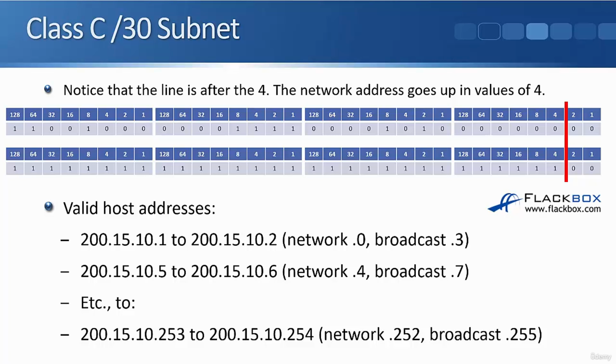So here, it's going up in values of 4. The first subnet is going to be a 0. So 0 is the network address, and because the next range starts at .4, the broadcast address must be .3. So if 0 is the network address and .3 is the broadcast address, the valid host addresses must be .1 and .2. The next subnet starts with 4. The next subnet after that is at .8, so the broadcast address must be .7. So network address of .4, broadcast address of .7, that leaves the addresses in between of .5 and .6 available to be assigned to our hosts.